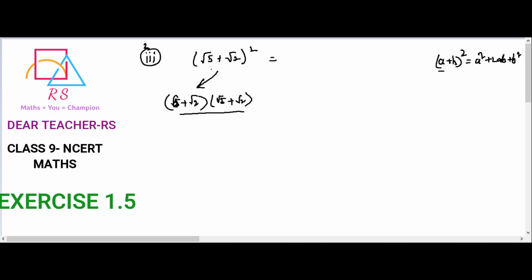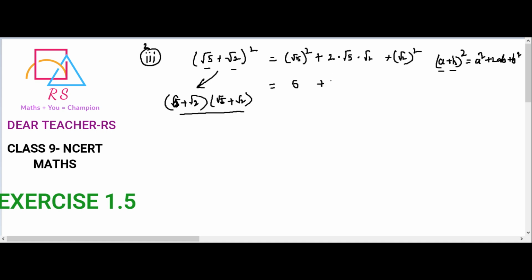Here a is equal to root 5 and b is equal to root 2. So on the right hand side, a square means root 5 whole square, and 2 is 2 only, and a is root 5, dot means into, b is root 2. So plus b square, b is root 2, b square means root 2 whole square. So now let us simplify. Root 5 whole square, the root will get cancelled, 5.